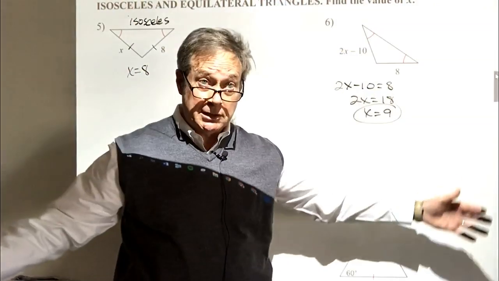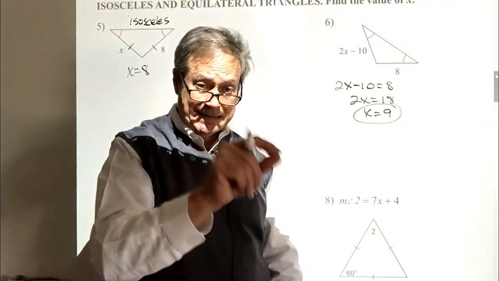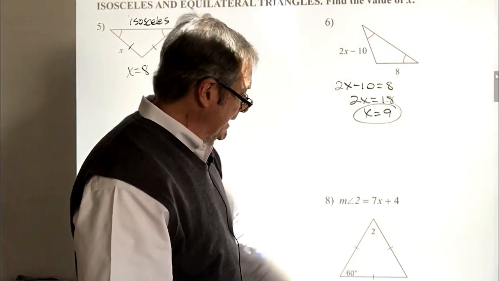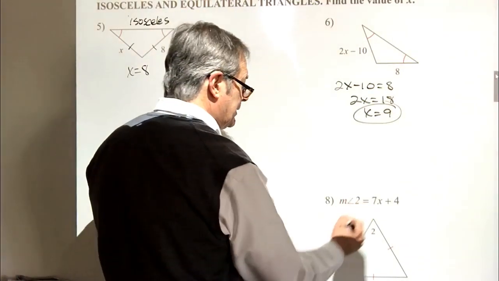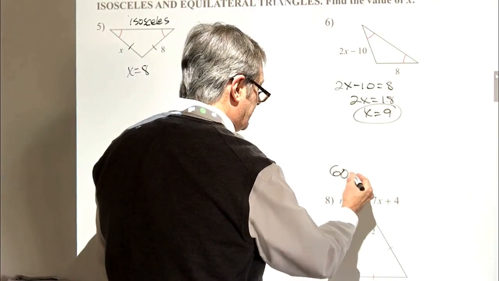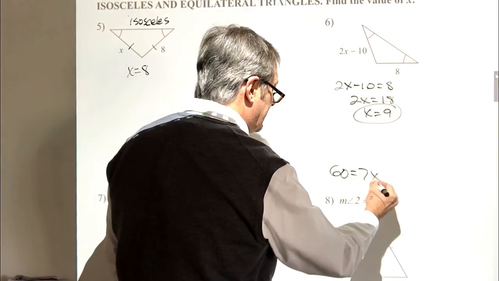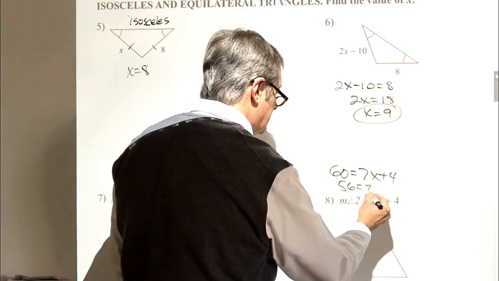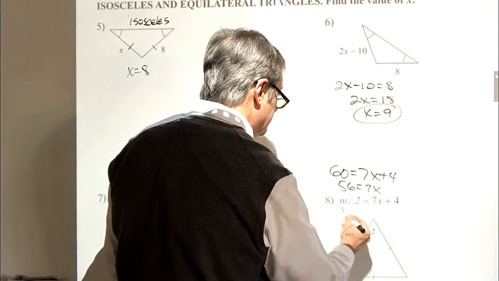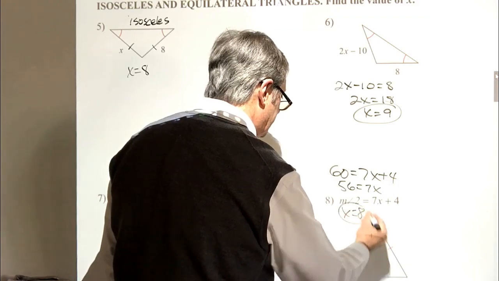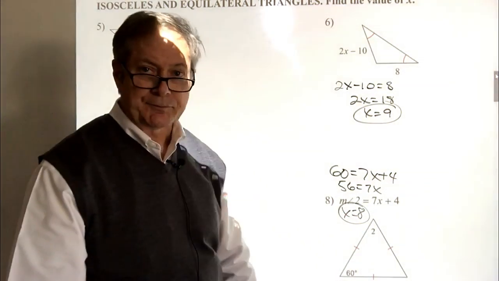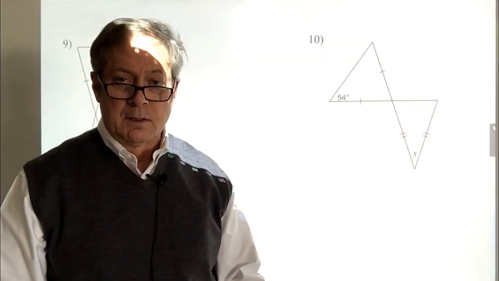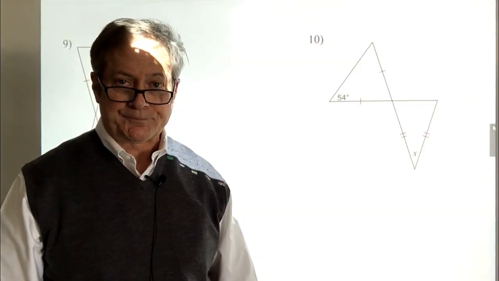So no matter if it's a huge equilateral or a little baby one, each angle is going to be 60 degrees. So that means that angle 2 is 60 degrees. Well, we know that 60 degrees then must equal the 7x plus 4. Subtracting 4 and then dividing by 7, x would equal 8. So that's 5, 6, 7, and 8. Alrighty, for 9 and 10.